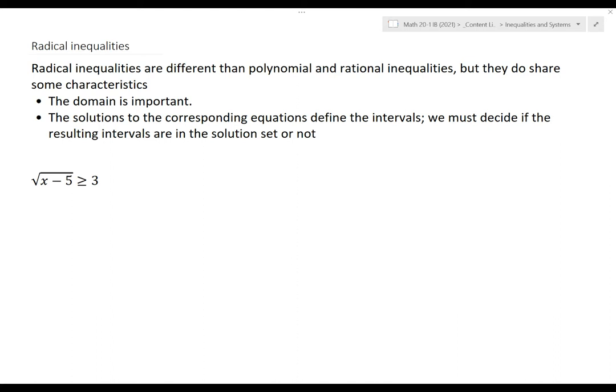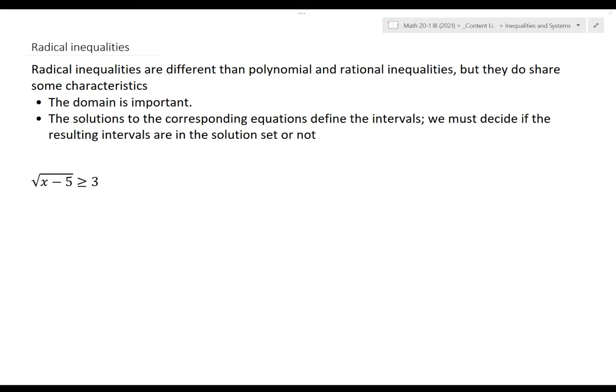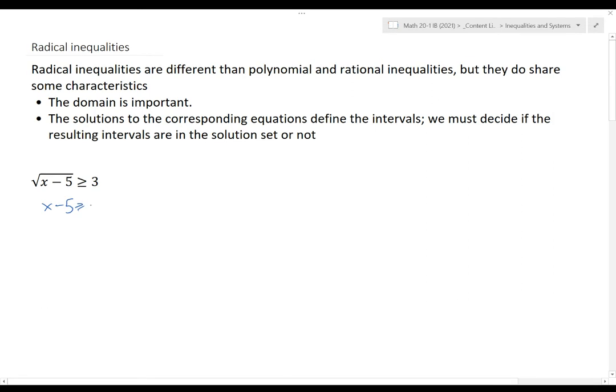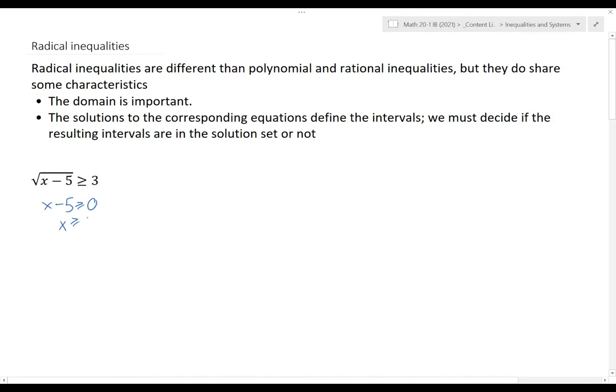So looking here at this first inequality, the square root of x minus 5 is greater than or equal to 3. We're going to first deal with the domain. So the domain here, we've got x minus 5 is greater than or equal to 0, which means x has to be greater than or equal to 5. So 5 is going to be a critical value, and in fact, there is nothing off to this side of it because x has to be greater than or equal to 5.